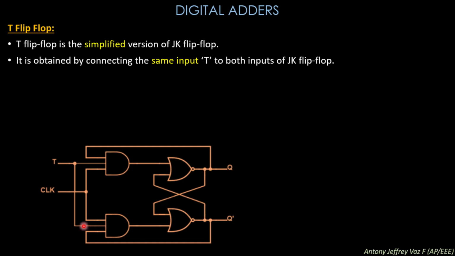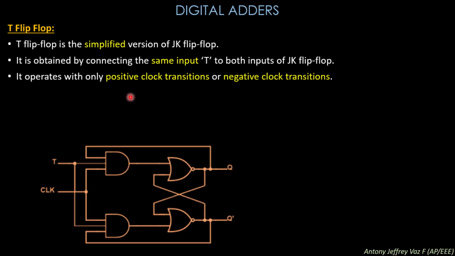So you may see this is one input and this is the other input. So it may be the J input and the K input. Both the inputs are connected together and you are going to apply only the T signal to both the inputs. It operates with only positive clock transitions or negative clock transitions, so positive edge triggered or negative edge triggered. Only the operation is based on the clock signal. The circuit has a single T input and two outputs Q and Q bar.